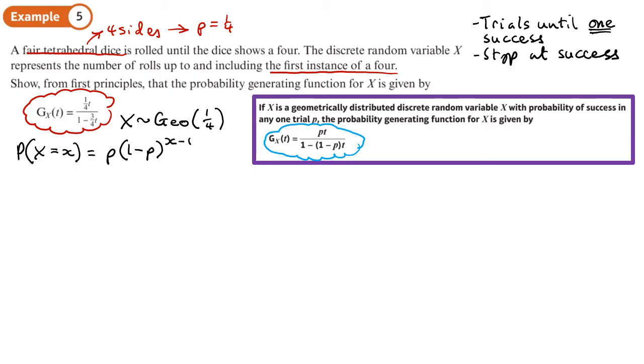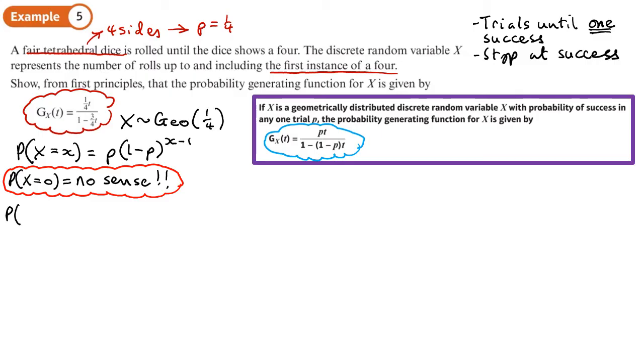Now if we start with x equals 0, you'll see we run into a problem. What does this mean? It means that you don't roll the dice, and on no rolls you get a 4. No sense. So we can't start with 0, because how can you have no rolls of the dice and get a 4? You're going to need at least one roll. So unlike other distributions where it can start with 0, in this example we need at least one roll. So you get the 4 on the first roll of the dice, which means the probability is just going to be a quarter.